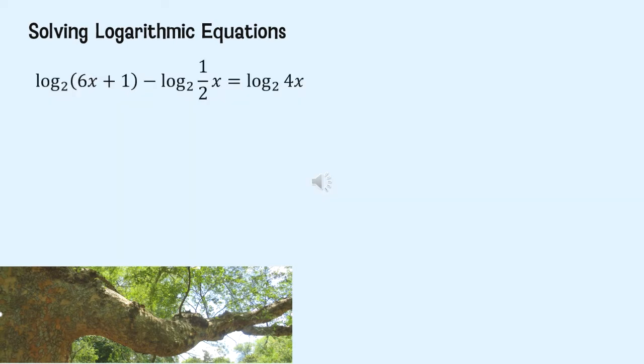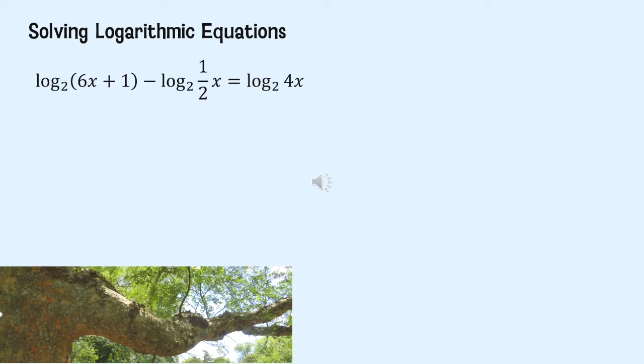Now sometimes with equations, you actually need to adjust the form before you can get to the steps where you are undoing the mathematical operations to get at your variable. Notice here my variable is showing up in many locations throughout my equation. I have log base 2 of 6x plus 1 minus log base 2 of 1/2 x equals log base 2 of 4x. So the x is showing up in different places.